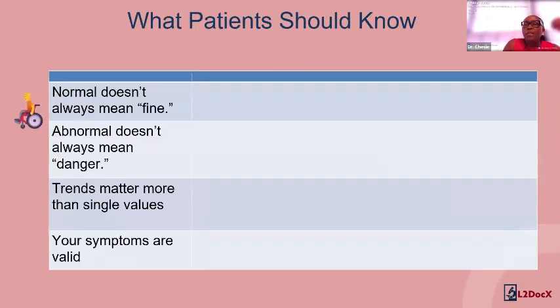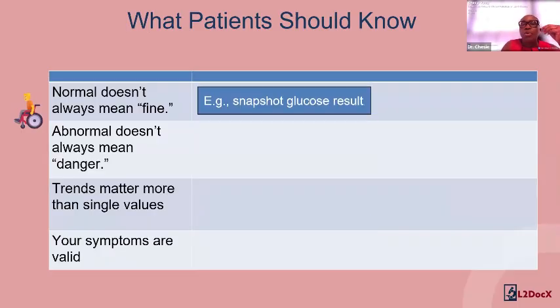What patients should know, what we expect patients to know. Normal doesn't always mean fine. If you do your glucose test and it comes within the normal range, you'll be like, yay, my glucose is fine. I'm not diabetic, and you're so happy about it. But what I want you to know today is that one glucose result is a snapshot of that instant when you were tested. That glucose result is not a representation of your entire day. It's a snapshot of that period when that blood was collected.